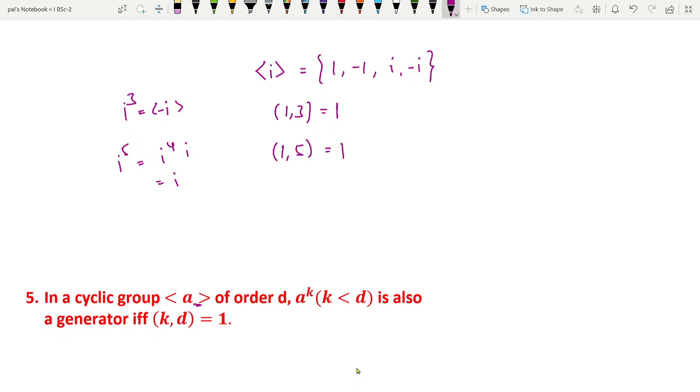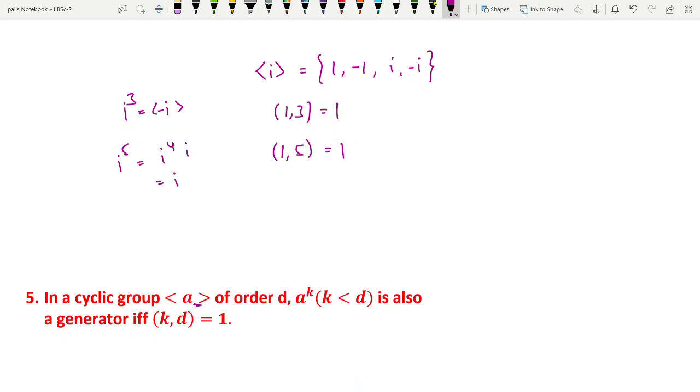Okay, and a to the power of k, where k is a number that is less than d, is also a generator if and only if ಅದು ಜನರೇಟರ್ ಆಗಬೇಕು ಅಂದ್ರೆ k and d are relatively prime. k and d are relatively prime.